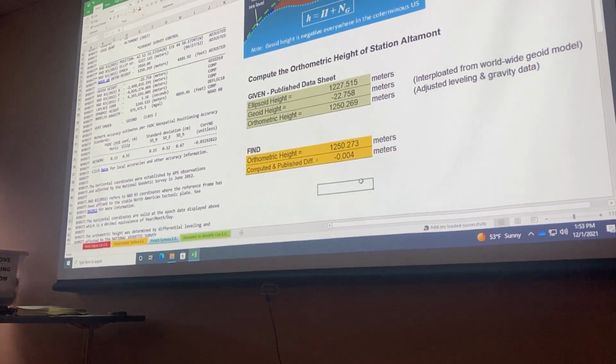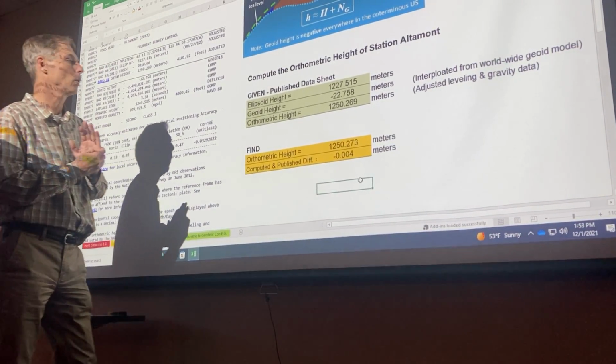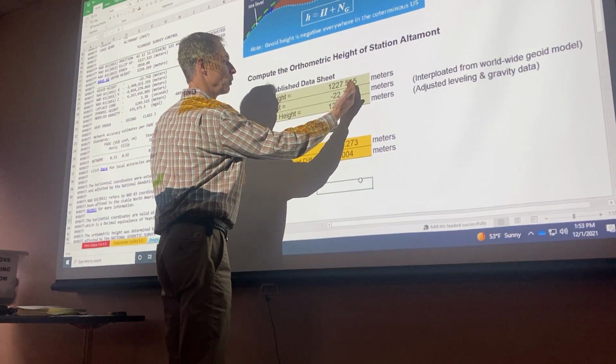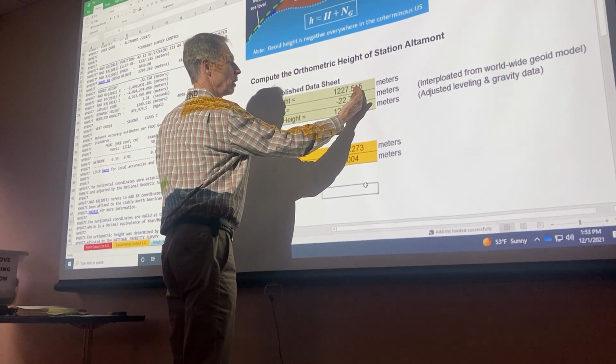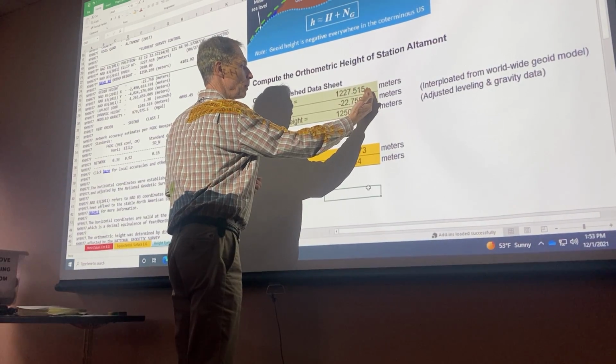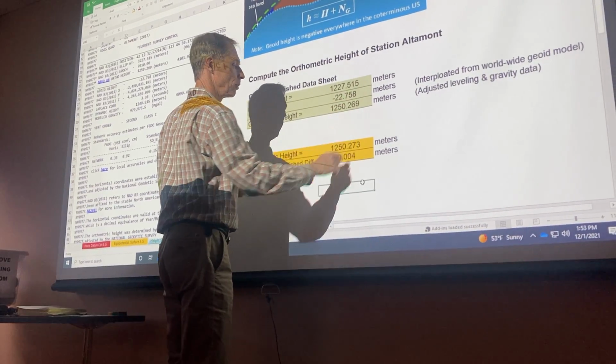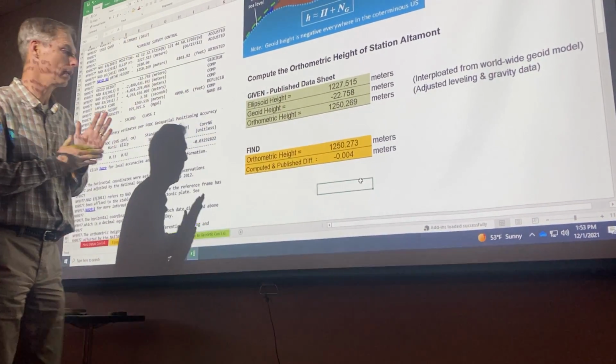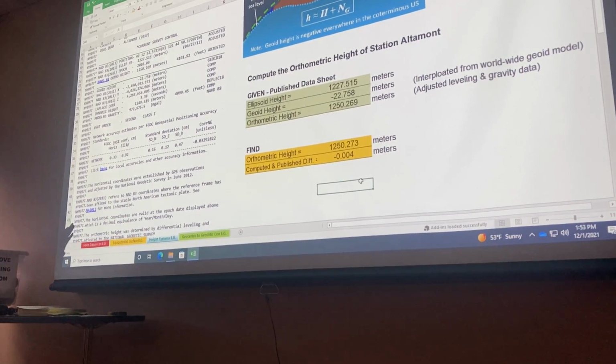You go back a couple decades and geoid heights sometimes were only published to the nearest decimeter. We didn't know them any better than that. Now, for a while they went to centimeters, now we're down to millimeters, and the fit is pretty good anymore. Okay.